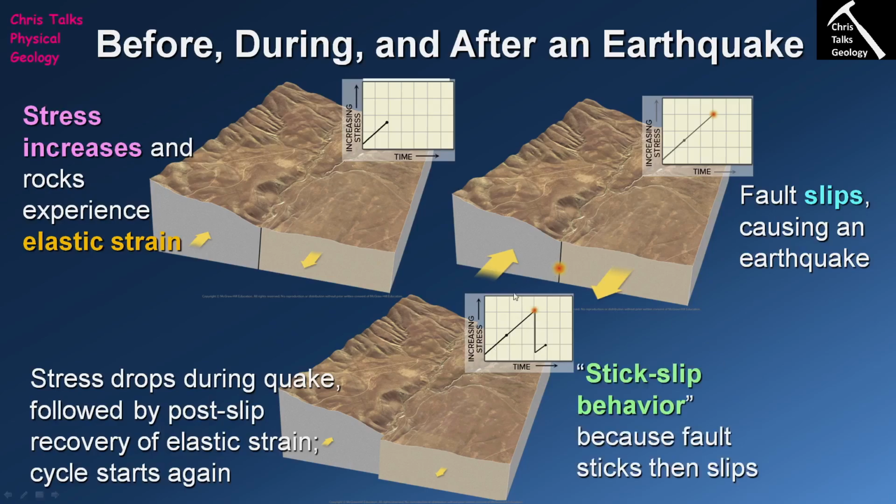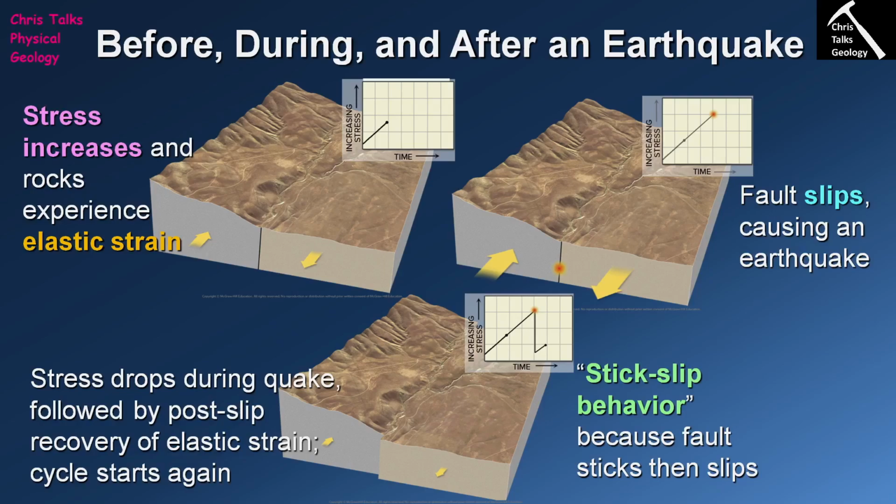Now, this behavior of fault movement and the fault locking up again is referred to as stick-slip behavior. Obviously, slip is when the fault is moving, and stick is when the fault is incapable of moving because of friction. And this is the way that the vast majority of faults will move. They will move typically in short bursts.